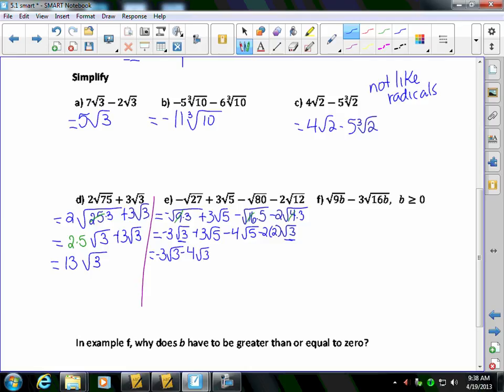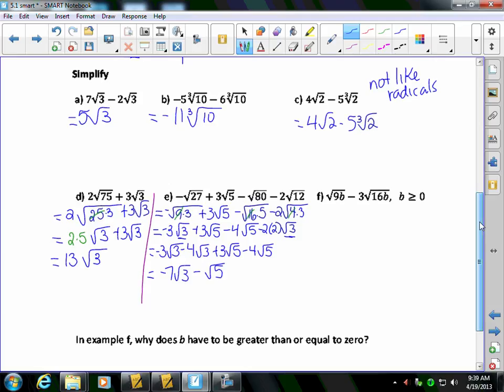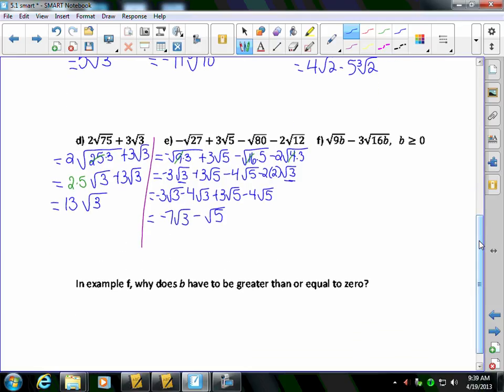And I'm going to group them together so that I have them together, but you don't have to. And then I have plus 3 square root 5 minus 4 square root 5. So I have negative 7 square root 3. 3 minus 4 is negative 1, so that's just a negative square root 5. You could write the 1 in front of there if you wanted to by adding my coefficients.